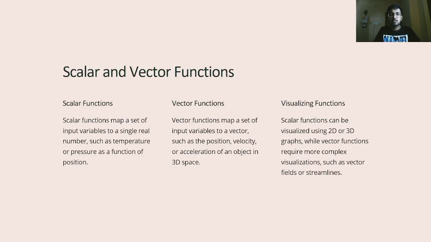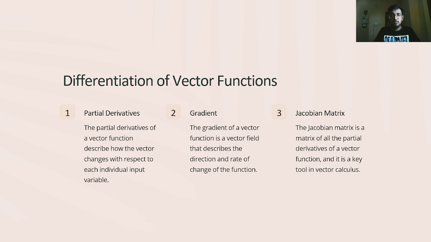Scalar and vector functions. Scalar functions map a set of input variables to a single real number, such as temperature or pressure, as a function of position. Next, we have vector functions, which is basically the main part. Vector functions map a set of input variables to a vector, such as the position, velocity, or acceleration of an object in 3D space. Visualizing functions, which is the third thing. Scalar functions can be visualized using 2D or 3D graphs, while vector functions require more complex visualization, such as vector fields or streamlines.